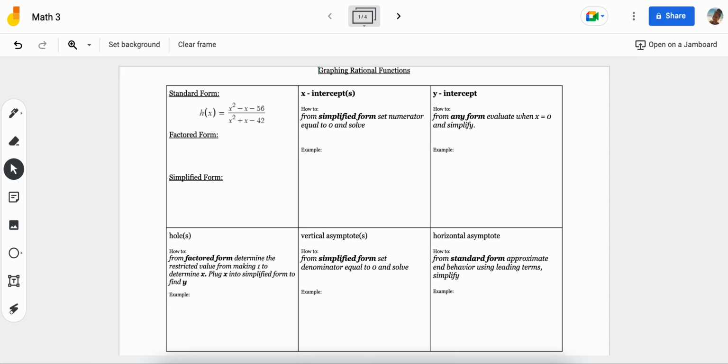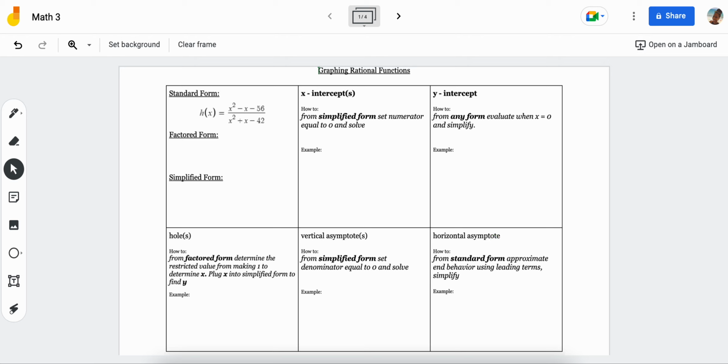So here we're given a function h of x, and it's already written in standard form because our numerator and denominator are both in standard form. We want to convert it to factored form and then simplified form, in order to find our x-intercept, y-intercept, holes, vertical, and both of our asymptotes.